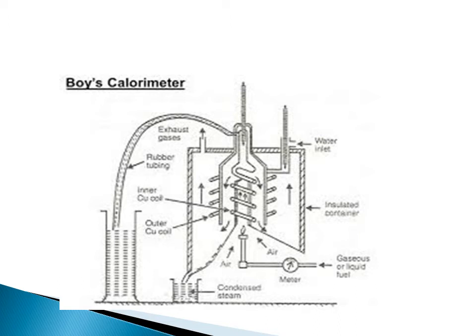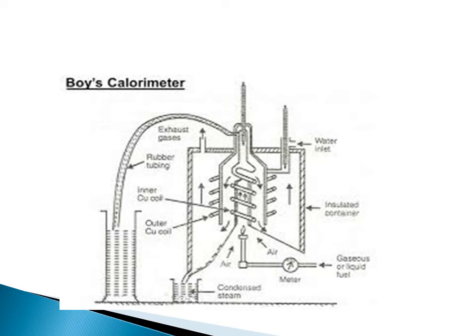First of all, we will see the construction of this Boy's gas calorimeter. There is the inlet for gaseous or liquid fuel. Then a meter is there, so we can measure how much gas or liquid fuel we have burned. Then there is a burner, and we have to supply air so that there is complete combustion of the fuel. Then copper tubings are there, through which we circulate water. There is one inlet and one outlet.